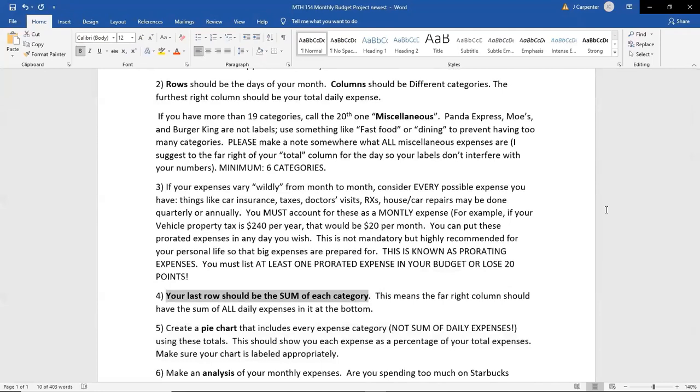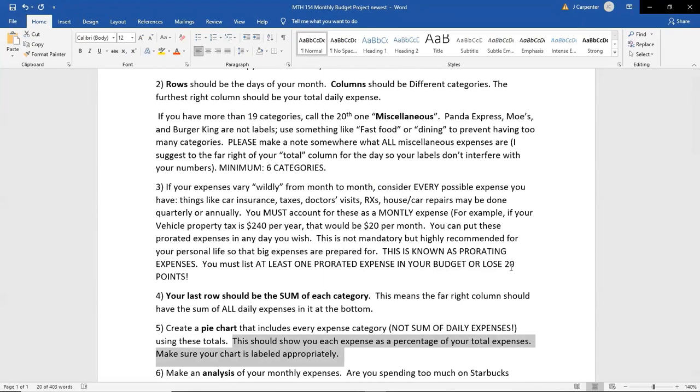Now remember, with pie charts, the idea here is that pie charts give you a visual representation of percents. So when you're labeling your pie charts, when you go through that labeling process, make sure they are labeled as percentages. So in the pie chart, I don't want to see that you spent $1,200 on your rent. I want to see that your rent was 31% of your expenses.